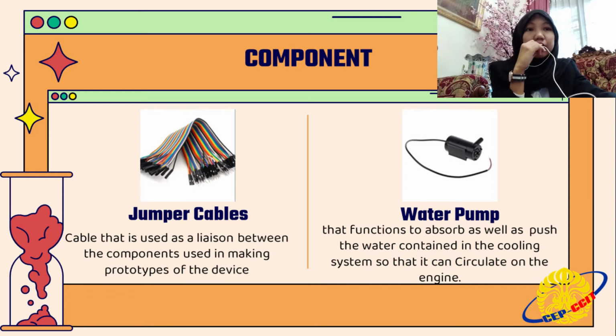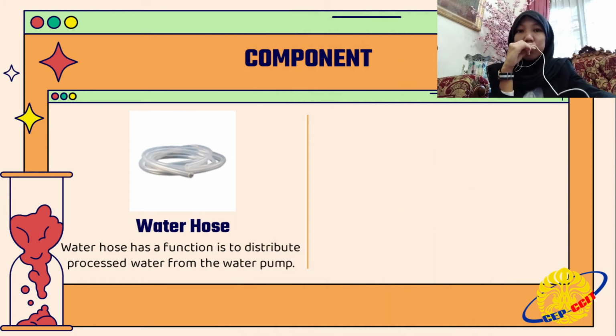And eight is the water pump. Its function is to absorb as well as push the water contained in the cooling system so that it can circulate in the engine. And the last is the water hose. The water hose's function is to distribute process water from the water pump.